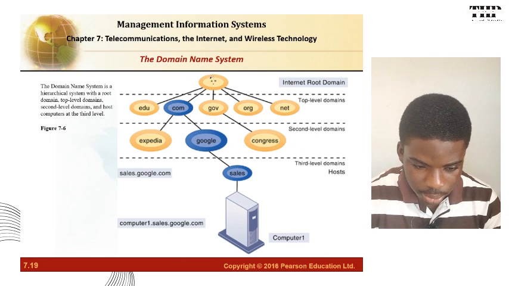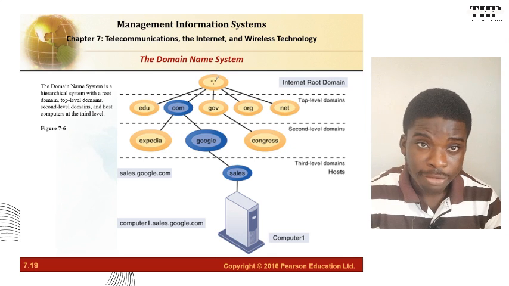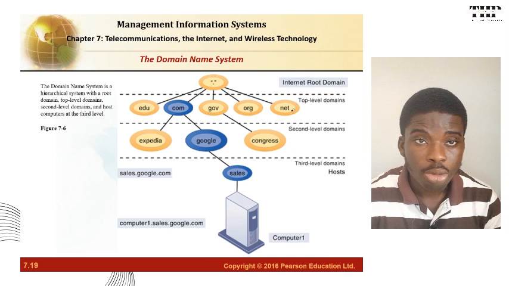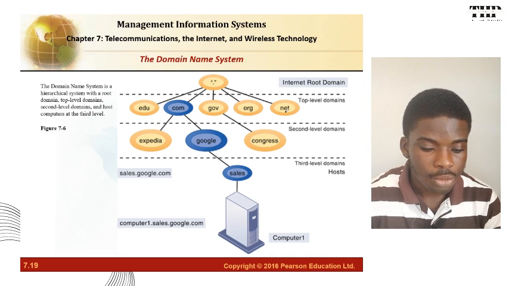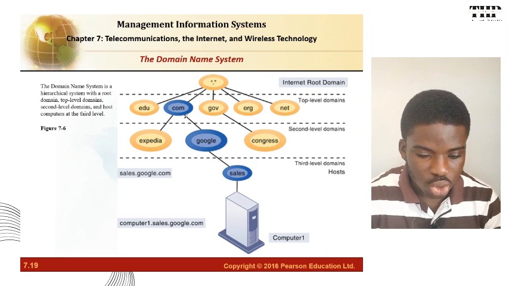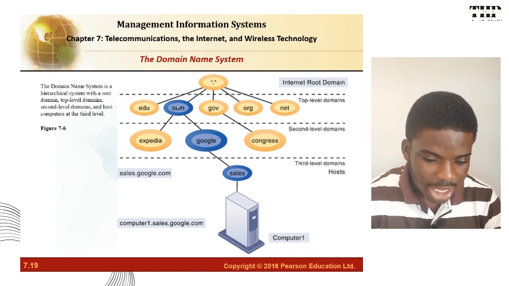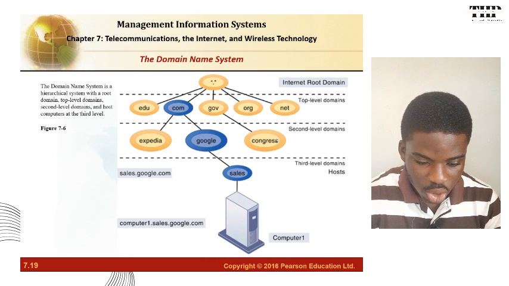So this is the root, the beginning of life. These are the top level domains. Edu is for educational, I think, then commercial, government, or organization. Net means something, right? So now you break that down. These are broken down into second level domains. So you have, for example, Expedia, Google, government, looking out to Congress, right?